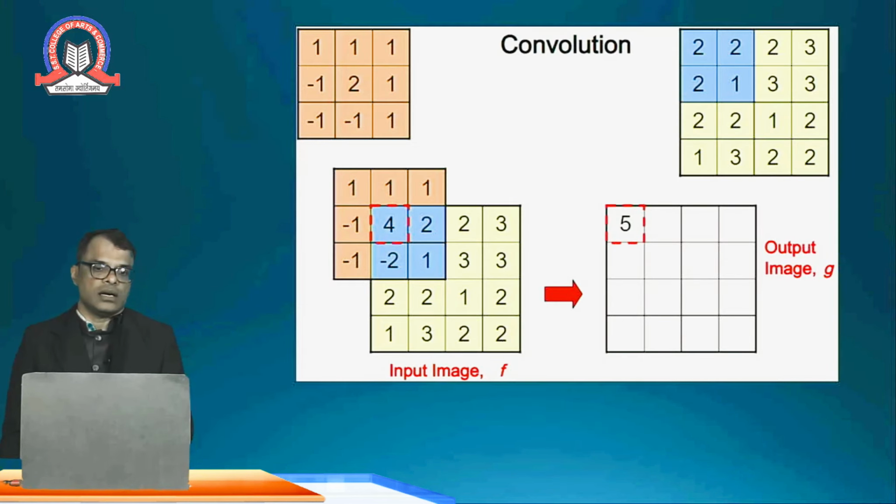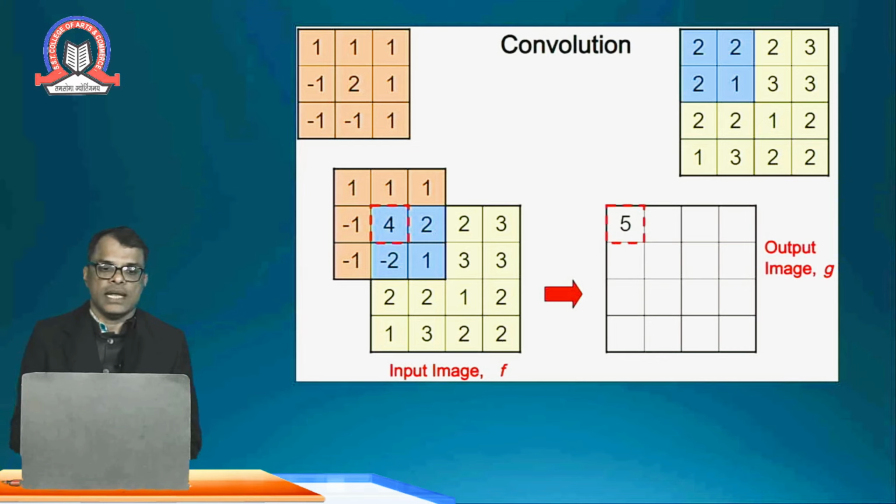So you can see this is an example for convolution. The yellow color matrix which you can see on the screen is the image matrix. It has the values 2, 2, 2, 3, then 2, 1, 3, 3, 2, 2, 1, 2 and 1, 3, 2, 2. This is the matrix, and the effect which I want to apply, I can apply using this matrix, that is 1, 1, 1, minus 1, 2, 1 and minus 1, minus 1 and 1. When I want to do the convolution, I have to use both the matrices.